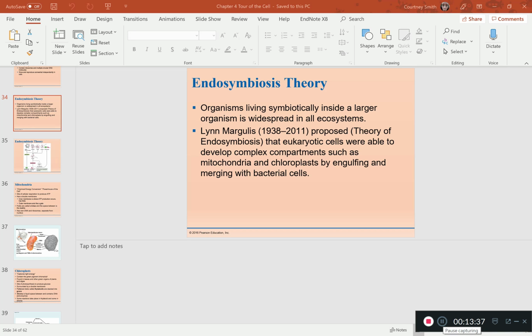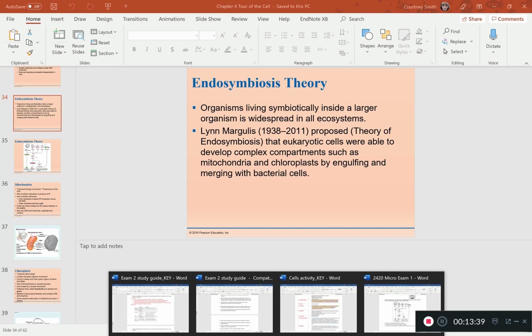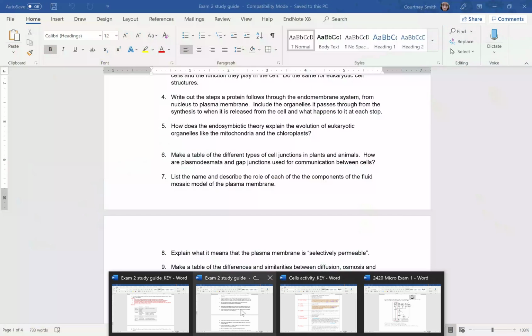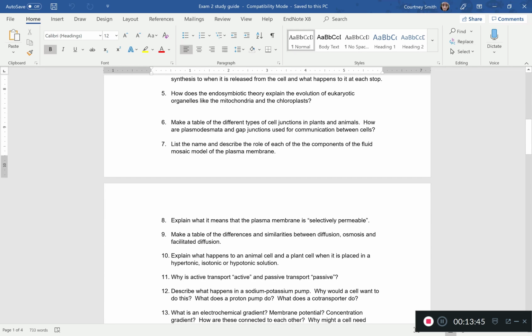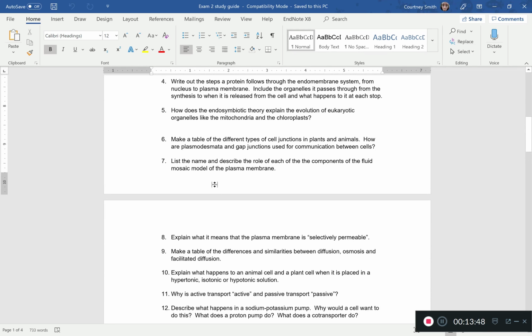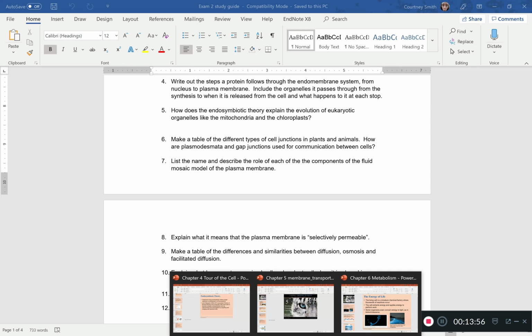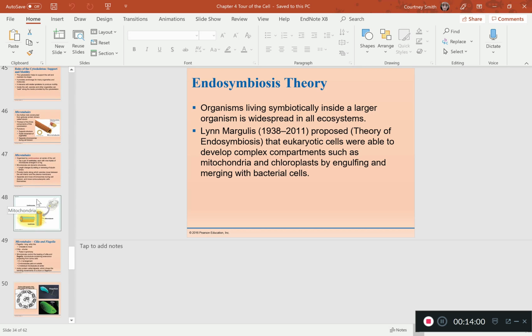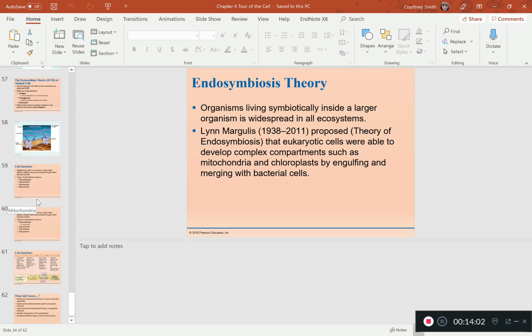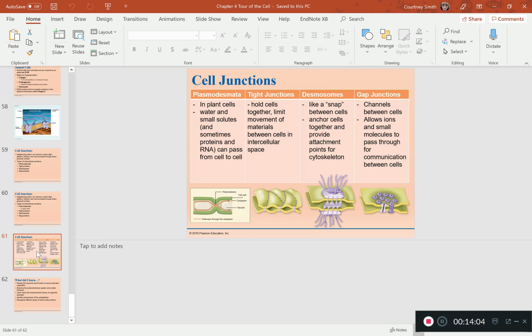Okay, so the next question talks about, I believe, different tight junctions, right? Sorry, I don't know what number we're on. Are we on number 6? Okay, so it says make a table of the different cell junctions between animal and plant cells. That mainly has to do with this table right here, if I can find it. So that refers to this table.